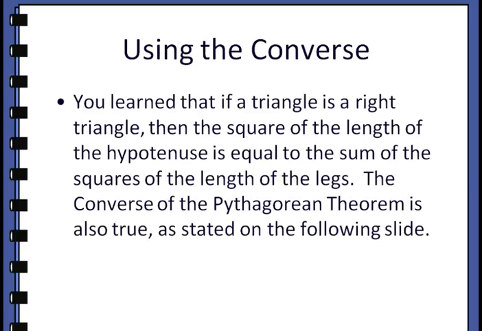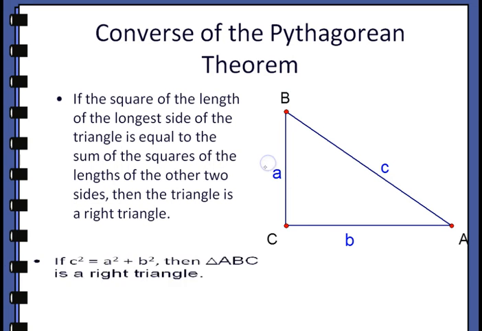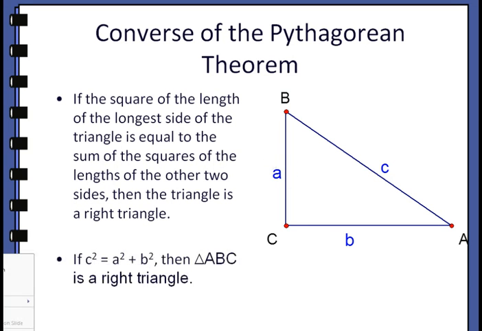So you already learned about the Pythagorean theorem, where if a triangle is a right triangle, then the square of the length of the hypotenuse is equal to the sum of the squares of the lengths of the legs. The converse is also true, which basically says if you have a triangle and you don't know anything about the angles, but you know that this squared plus this squared equals that squared, then guess what? This is a right triangle, and you can state that definitively.